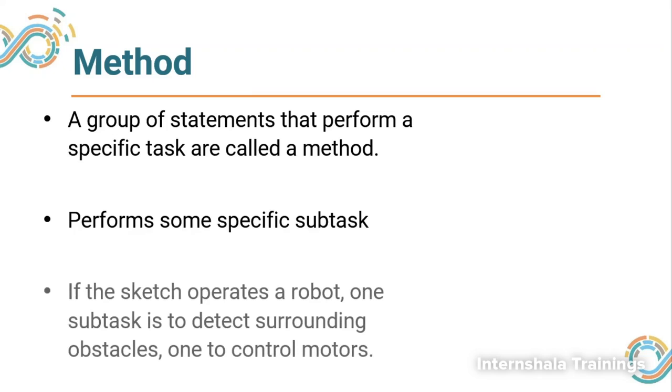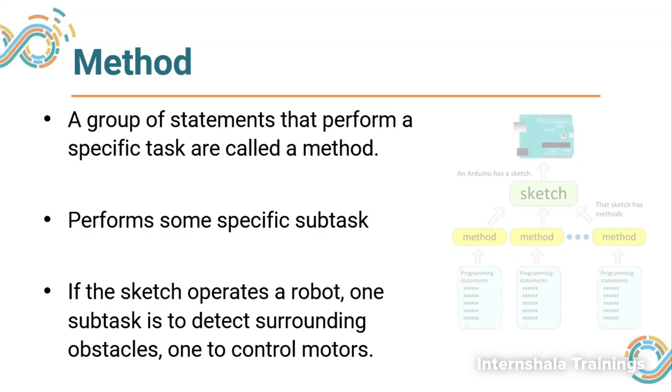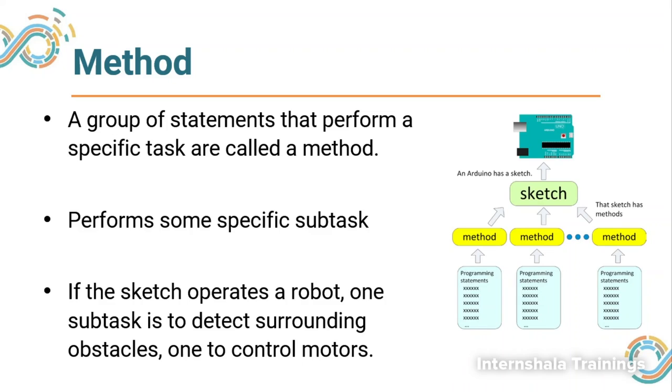Imagine you have a robot which has 3-4 different functions, like tracking human beings or tracking walls or fire, and then controlling the motion of the motors or running the fan or fire extinguisher. All these things are subtasks. A set of statements related to one subtask is called a method. So your Arduino sketch is made of different methods, and these methods combined together go into one sketch, and that is uploaded on your Arduino.